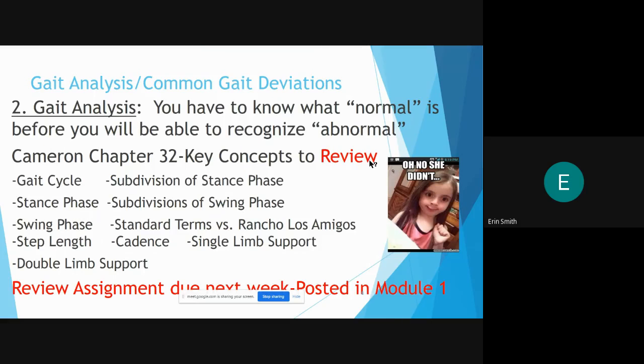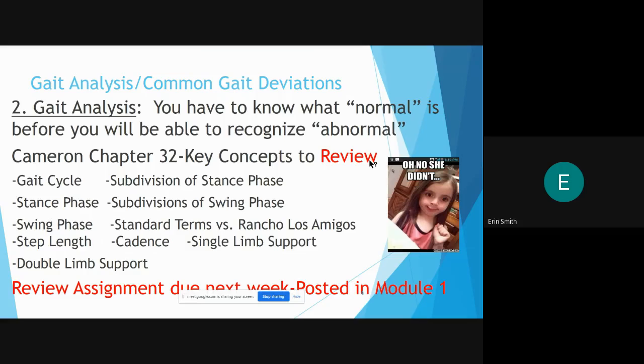So another thing that we definitely look at as part of function is gait analysis. Gait is a huge part of what we do as PTs and PTAs. I know in kinesiology, you guys covered what normal gait is. Hopefully, most of you have also made it through the review assignment that I emailed you at least a week ago now, I believe.